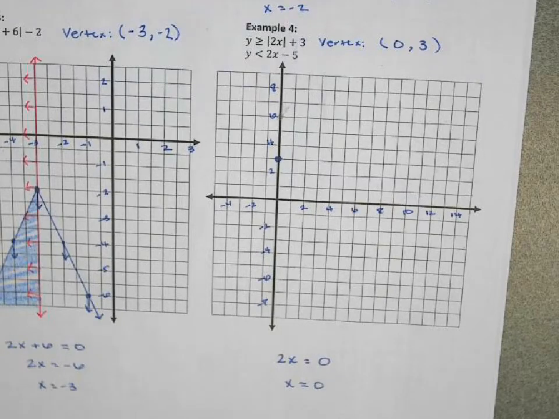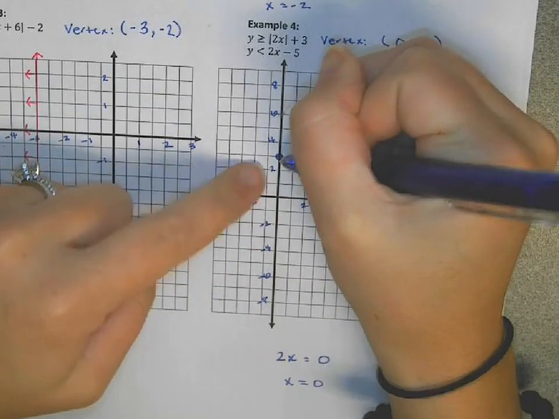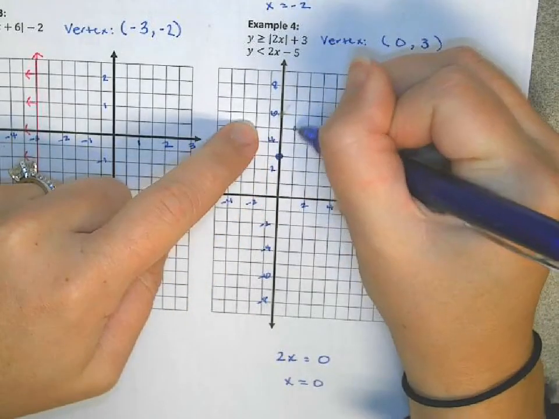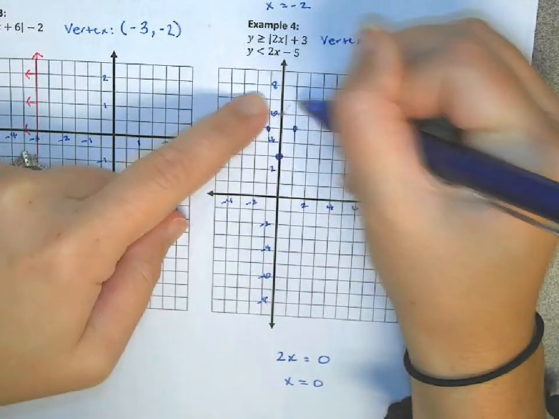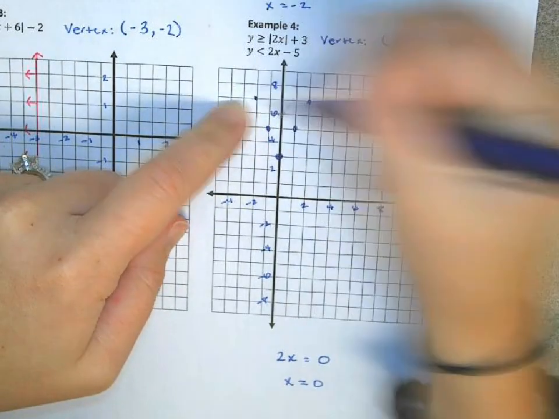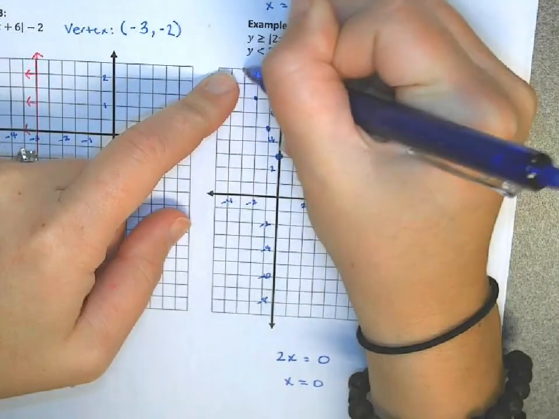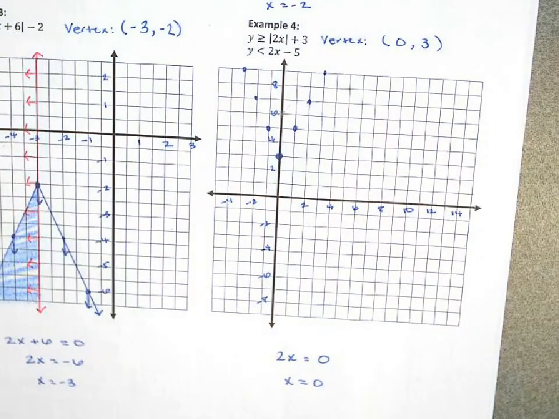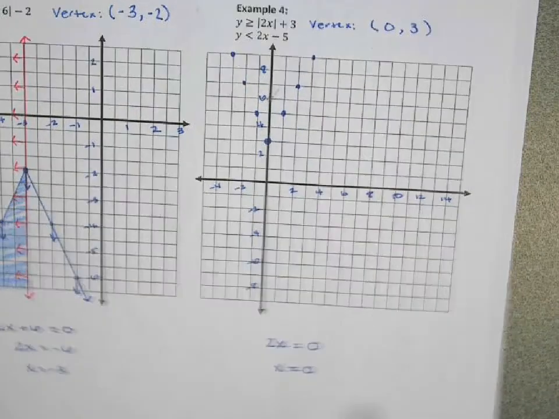Okay, so once you have your vertex on there at (0, 3), that slope is 2, okay? So it's going up 2, out 1, up 2, out 1. So from that point, from 3, you're going to 4, 5, out 1. Up 2, out 1. Up 2, out 1. Now, is that going to be a solid V or a dashed V? Solid, because it's greater than or equal to.